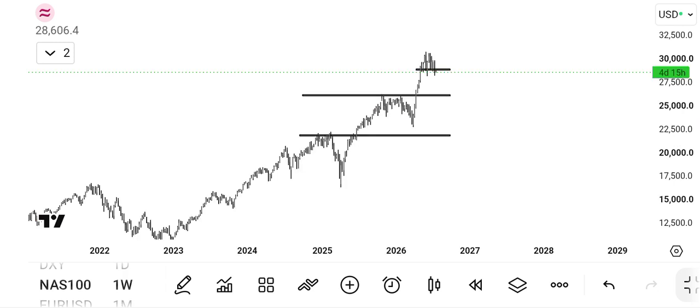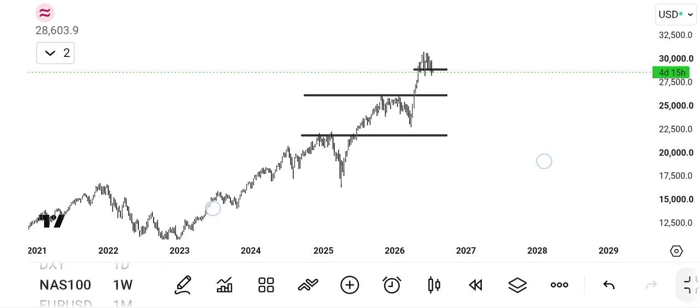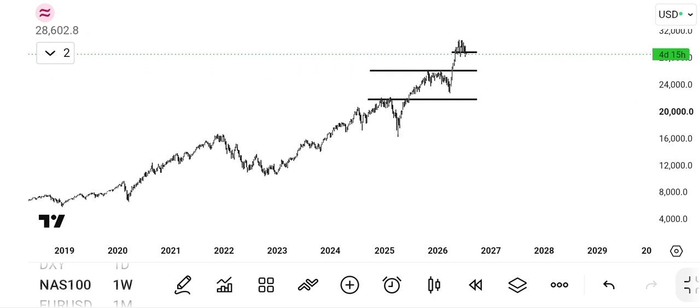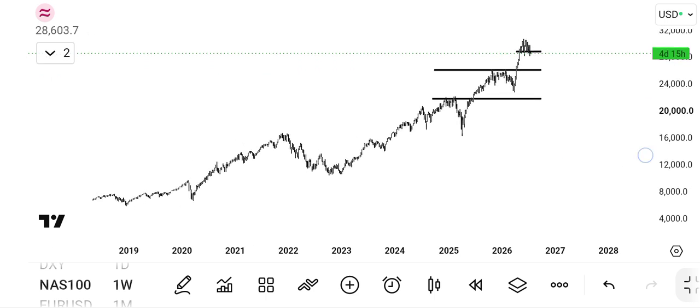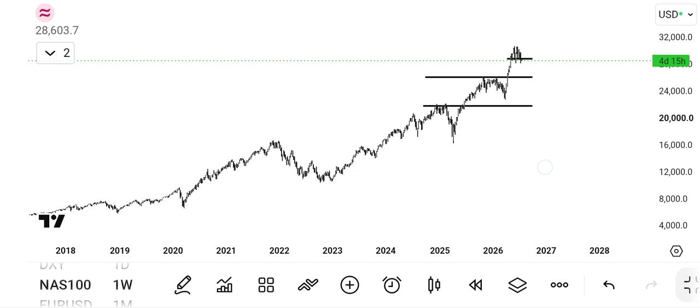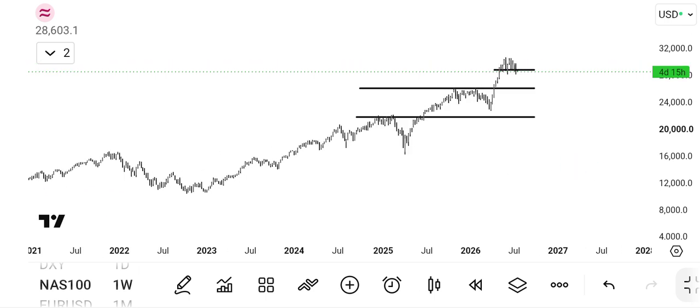All right, so we're on the weekly time frame now. We're going to be doing the top down analysis from the weekly time frame. Now, why am I going to be using the weekly time frame for my top down analysis? Because as you can see, NAS100 has a little bit of pullbacks.